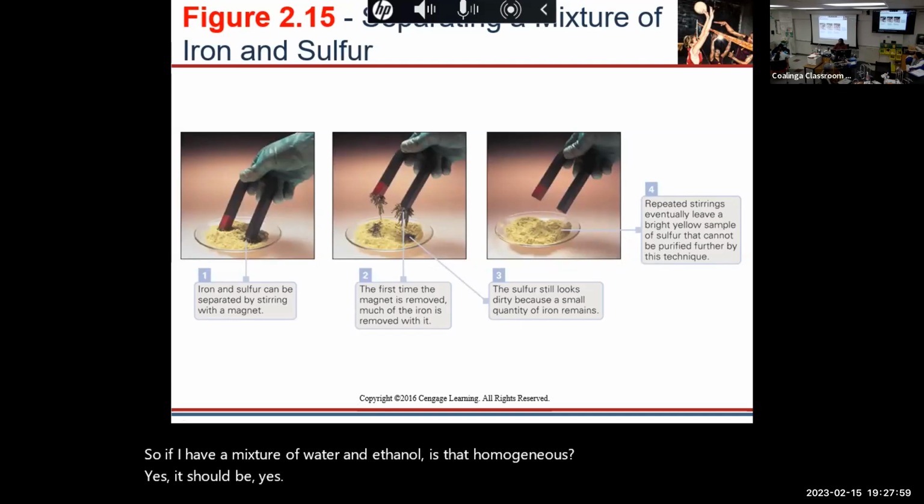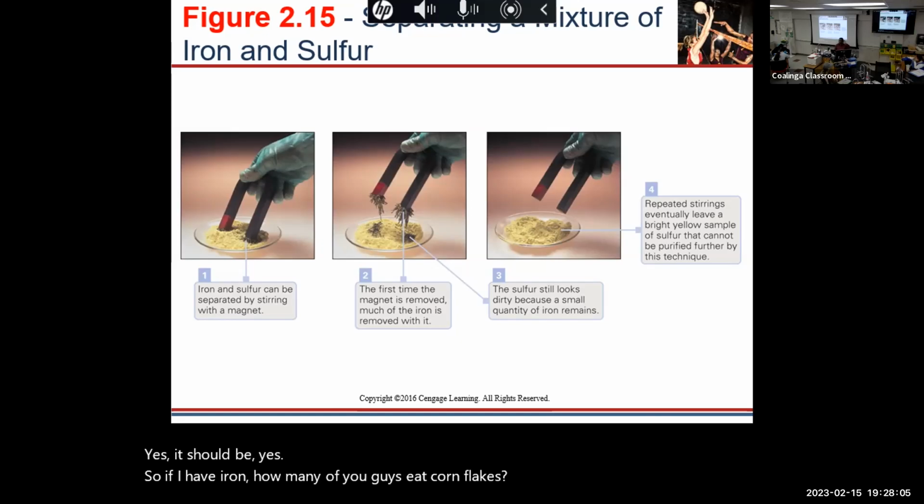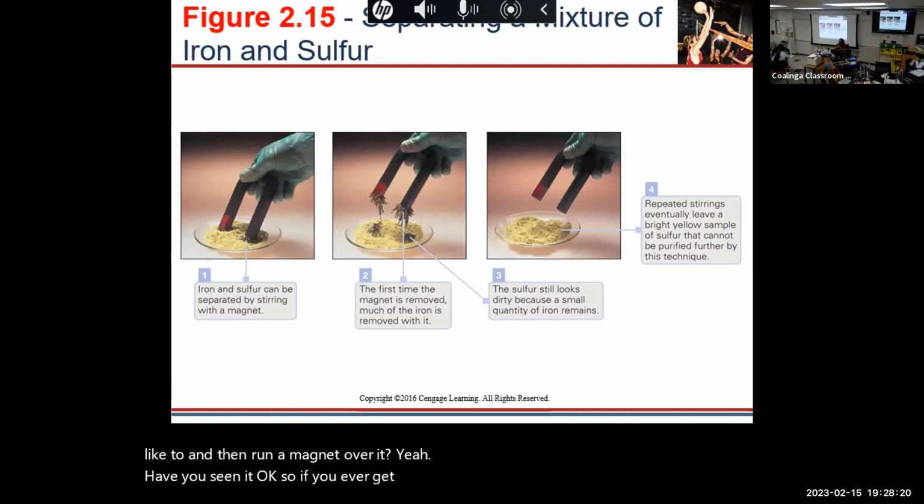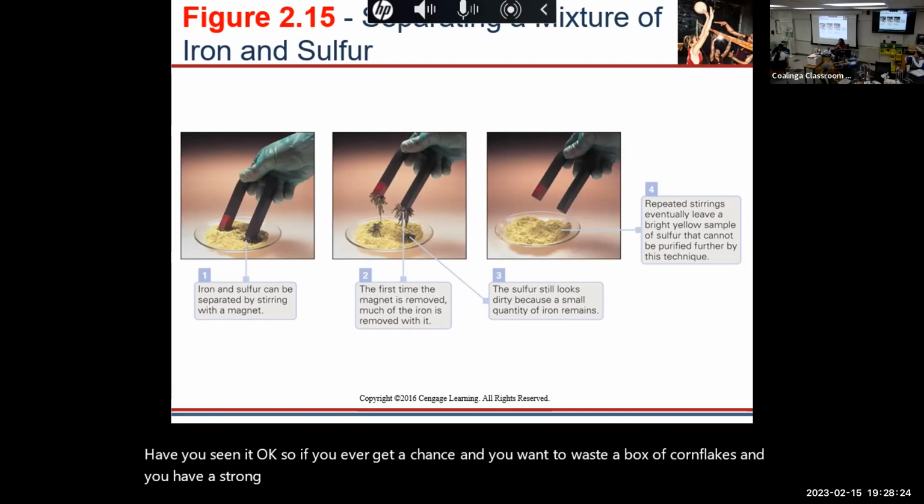Okay, so if I have iron, how many of you guys eat cornflakes? Cornflakes? Okay. Have you ever done the experiment where you take your cornflakes, crush them up, and then run a magnet over it? Yeah, I've seen it. Okay, so if you ever get a chance, and you want to waste a box of cornflakes, you have a strong magnet, you do that.